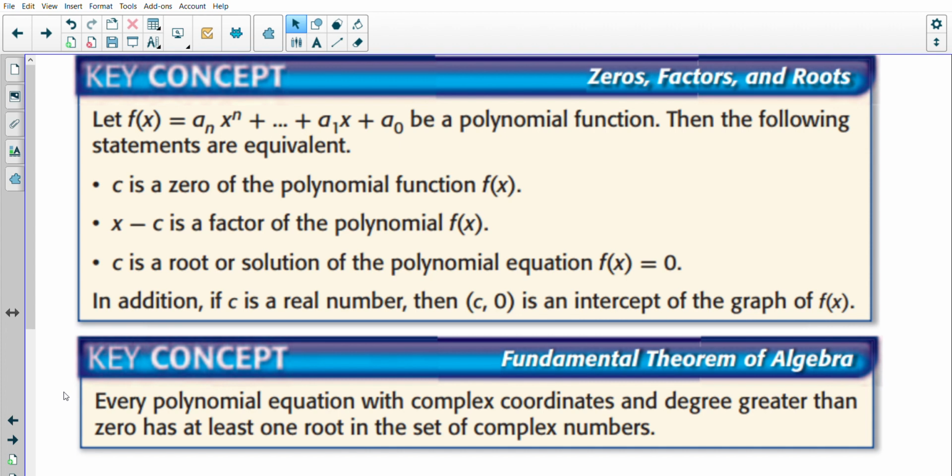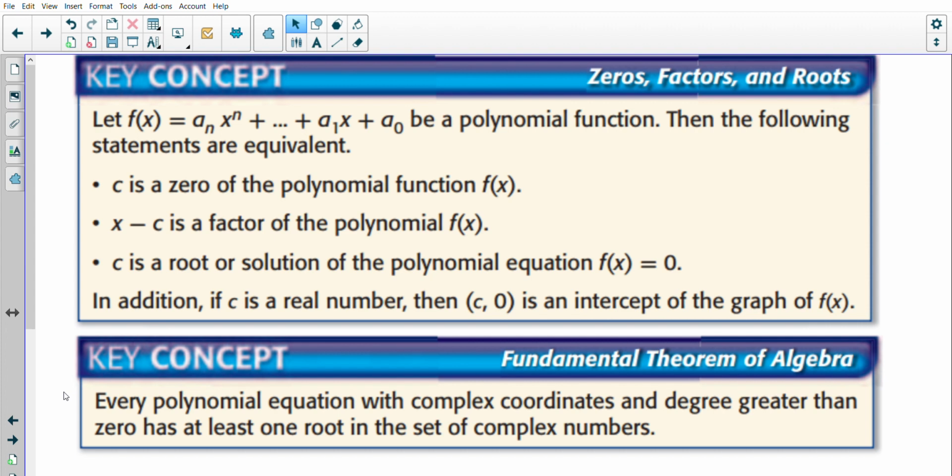So the fundamental theorem of algebra: every polynomial equation with complex coefficients and degree greater than 0 has at least one root in the set of complex numbers. Okay, so there's at least one answer. That's kind of nice. So we always have some sort of answer. So let's see how we can go about this.